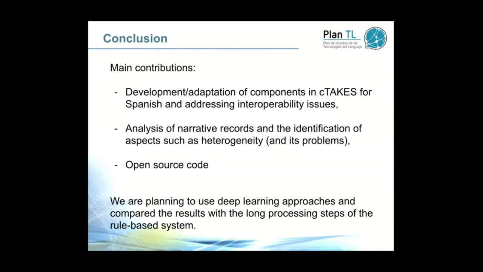Yeah, I think getting annotated notes is a big problem everywhere. Yeah, exactly.